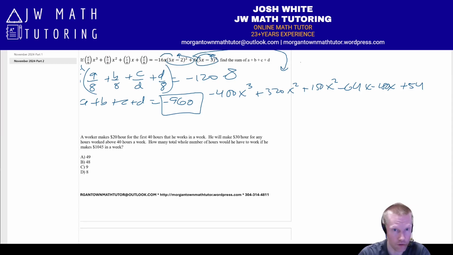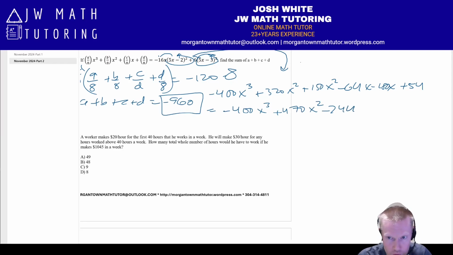Okay, so in other words, you square this, then you distribute the 6. You square this, then you distribute the negative 16x. Then when you combine it, you get negative 400x cubed plus 470x squared minus 244x plus 54. And then basically this is the a over 8, this is the b over 8, this is the c over 8, this is the d over 8.